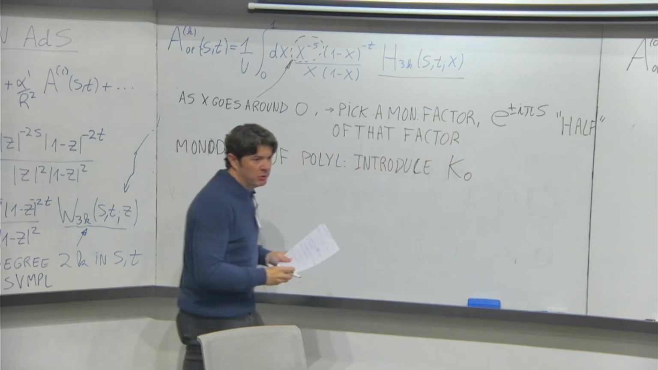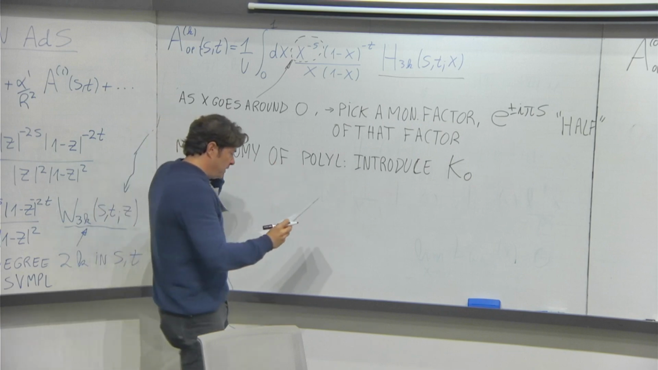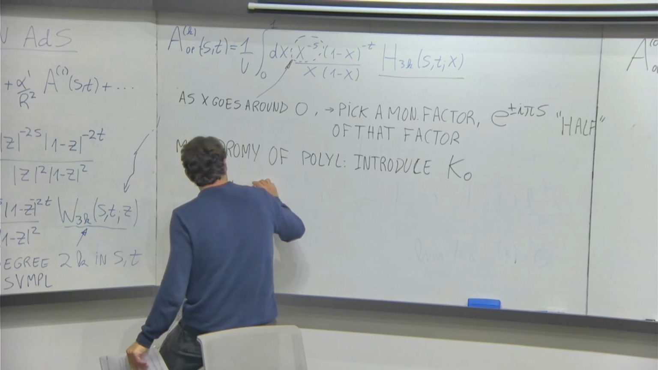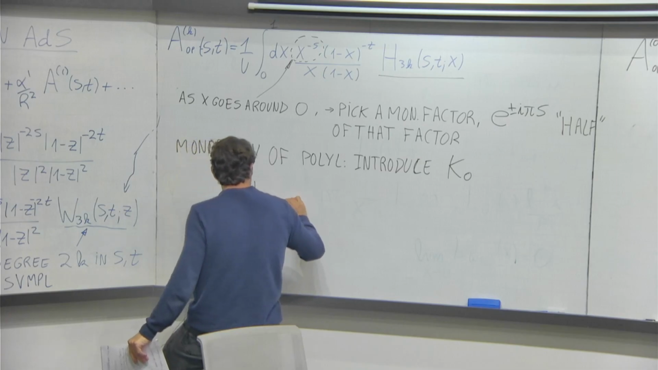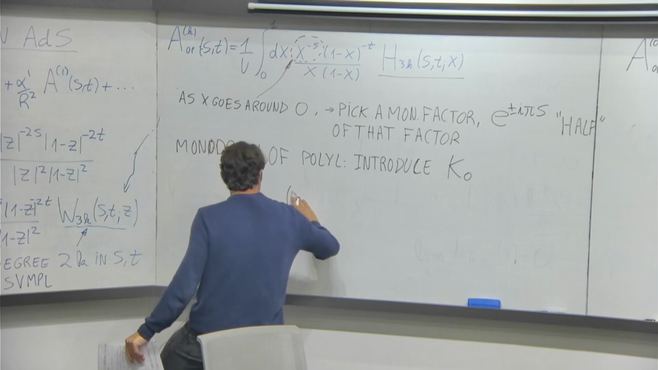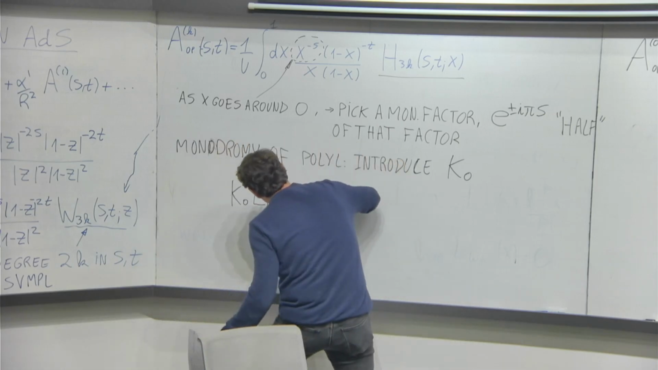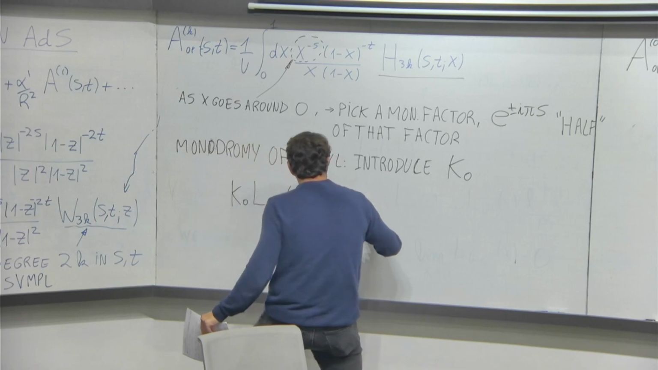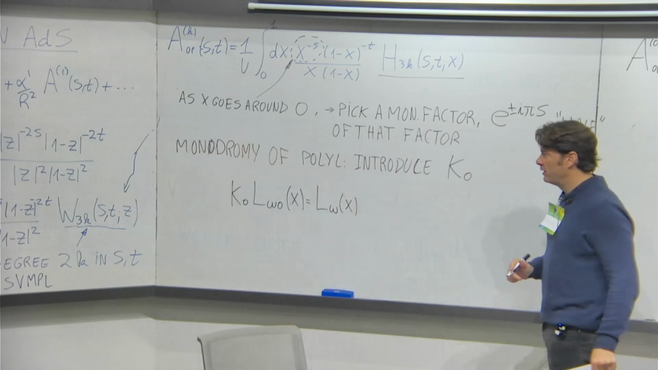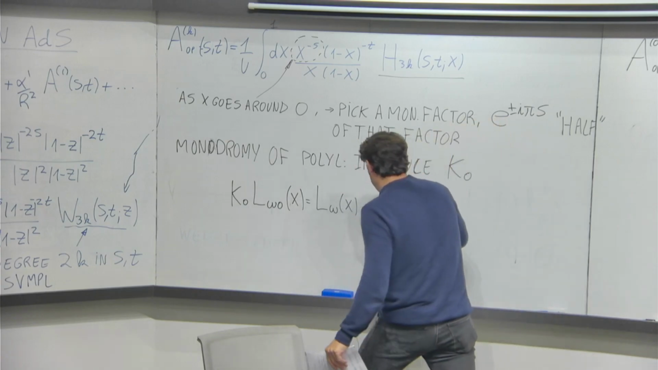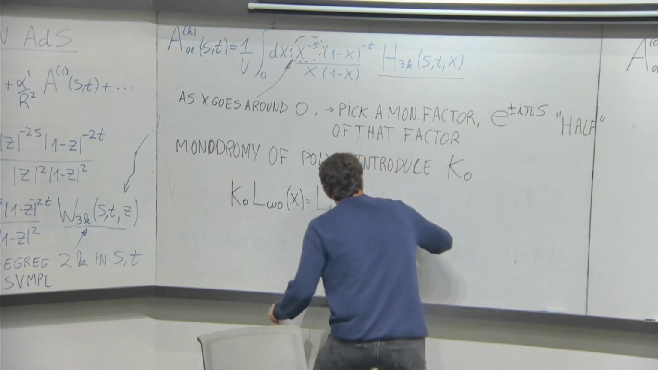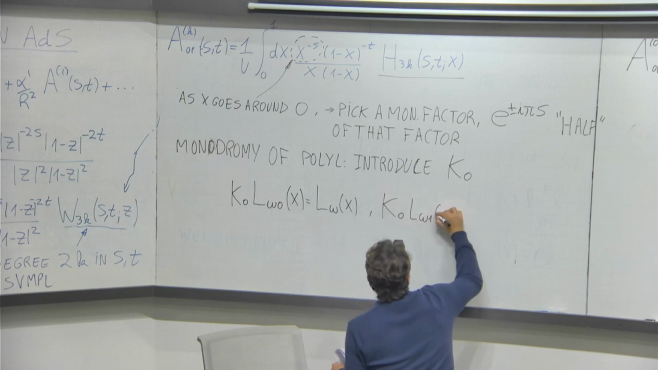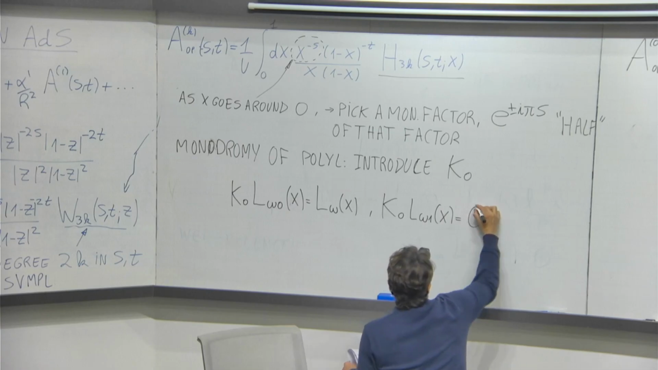We call it K0. By definition, this operator K0 is such that if you act with K0 on a harmonic polylog ending in the letter 0, you get the harmonic polylog without that letter. And if you act with K0 on a harmonic polylog ending on the letter 1, you simply get 0.